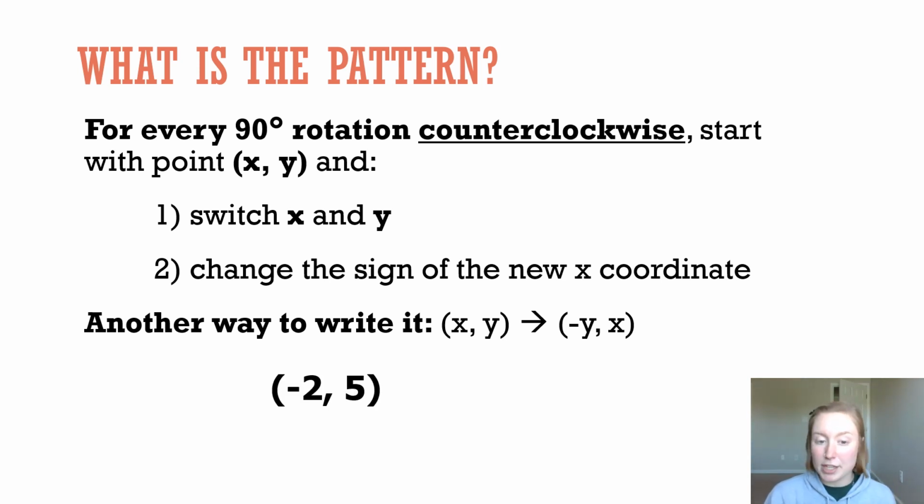So if I gave you this point, negative 2, 5, and I told you wherever it is on the graph, just do a 90-degree rotation to it counterclockwise, you know you're going to take the points and flip-flop them, and then you're going to make whatever that first new point is, you're going to make it negative, right? So you flip-flop it to 5, negative 2, and then just pop a negative onto the beginning there.